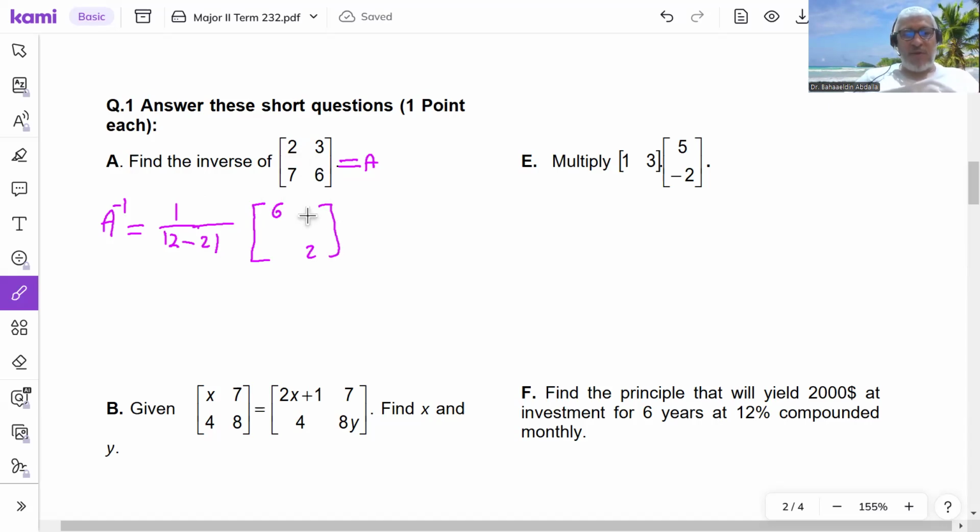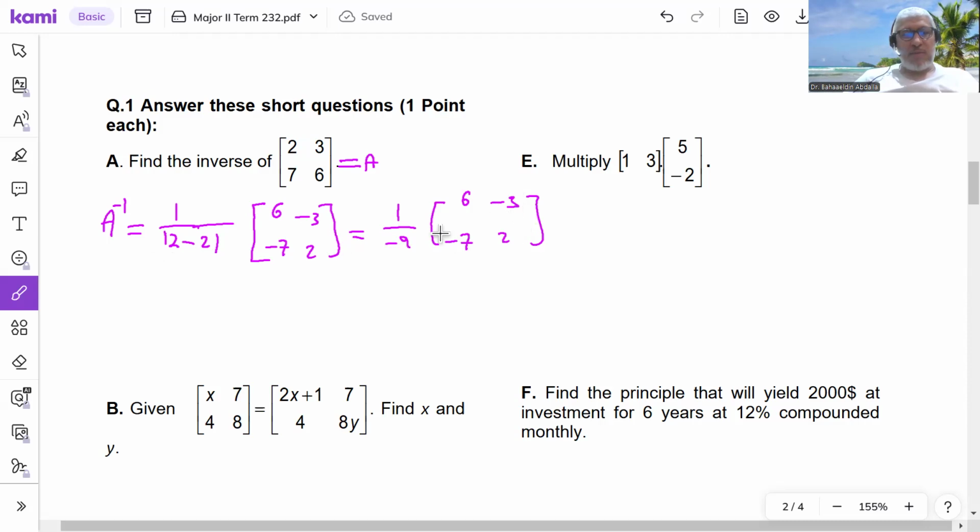3 and 7, you keep the position but change the sign. So if they are positive, you make them negative. If one is negative, you make it positive. 12 minus 21 is negative 9. So this would be the answer. You can keep it like this if you like.